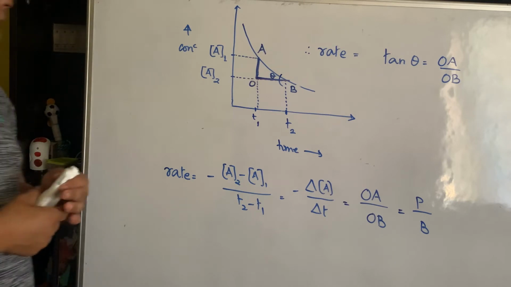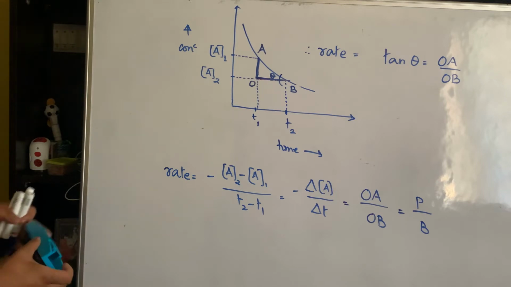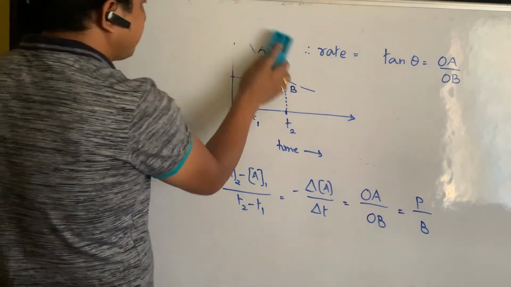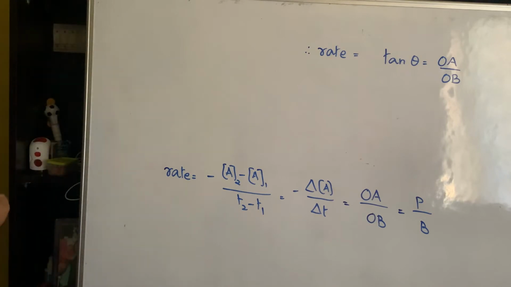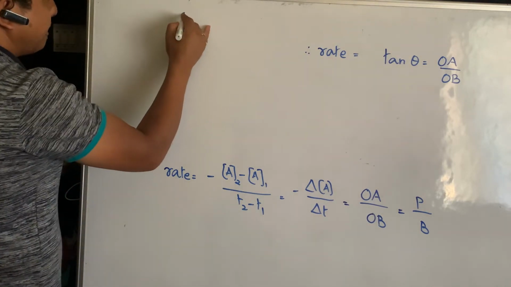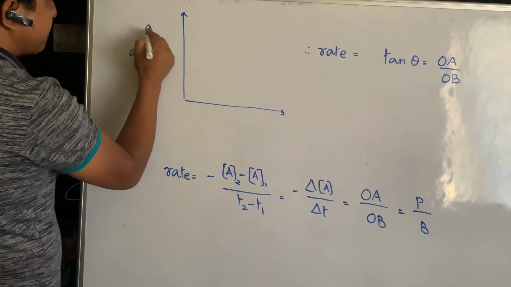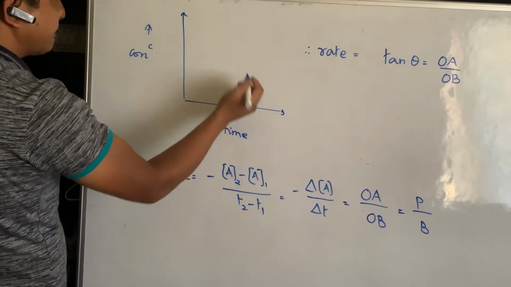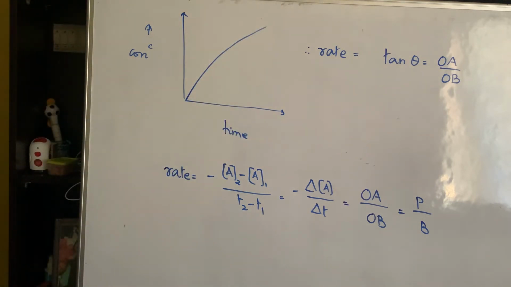Your assignment: try out yourself, can we express the average rate of a reaction graphically in terms of concentration of product? Is it possible? Yes, it is possible. I'm going to give you some hints and you do it yourselves. Again here, I will be plotting a concentration versus time graph. What will be the nature of the graph? For your product, it increases with time, so it will be like this. The concentration of the product gradually increases with time.